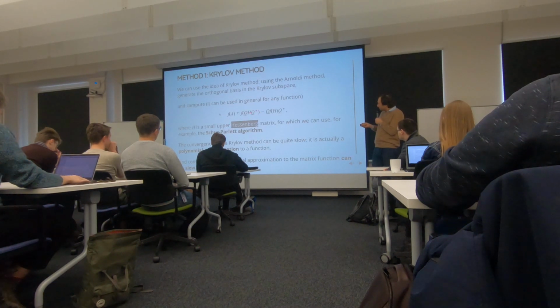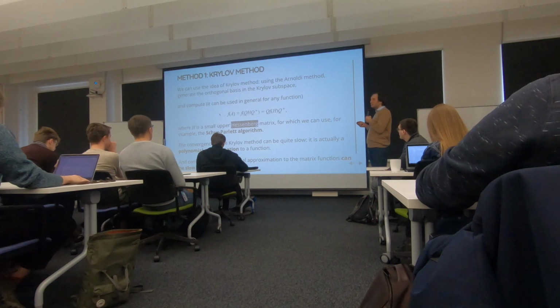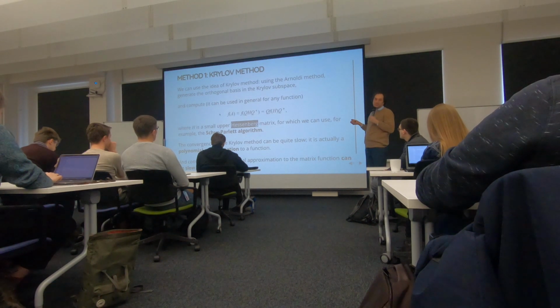So what you do, you generate the Euclidean subspace and you use this, and this is a small matrix which is the size of the Euclidean subspace, and we only need to compute the function of the small matrix using, for example, the Parlett algorithm.